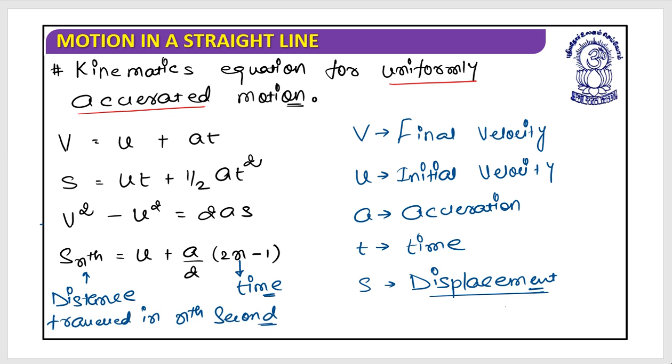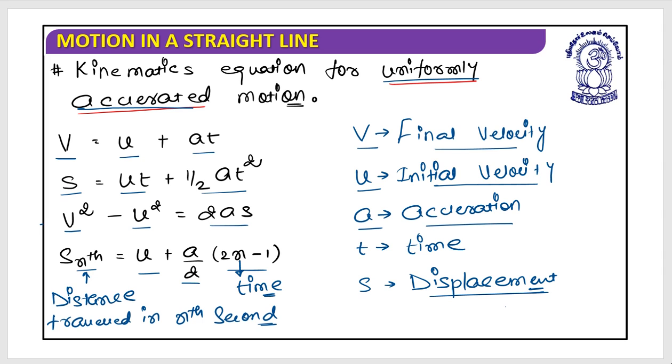In the previous lecture we were discussing the kinematic equations for uniformly accelerated motion. What are their relations? Yes, v = u + at. Next is s = ut + half at squared. Third is v squared minus u squared = 2as. And the distance traveled in the nth second is S nth = u + a/2 (2n minus 1). In this notation, v is the final velocity, u is the initial velocity, a is the acceleration, t is the time, and s is the displacement.